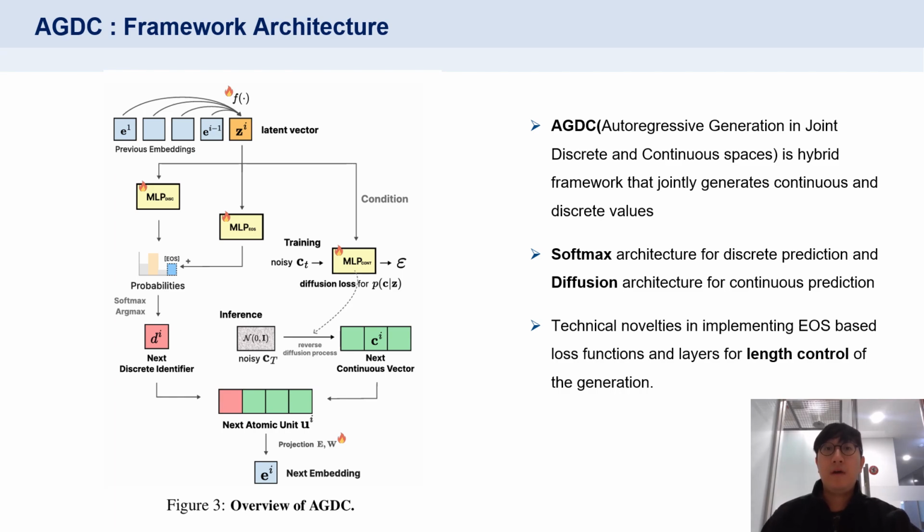Furthermore, to handle variable length sequences appropriately, we introduced two technical components: an MLP-based end-of-sequence logit adjustment mechanism and a differentiable length regularization term. These enabled end-to-end optimization of sequence lengths during training. This approach preserved the two distinct continuous and discrete natures, all within a single autoregressive framework.